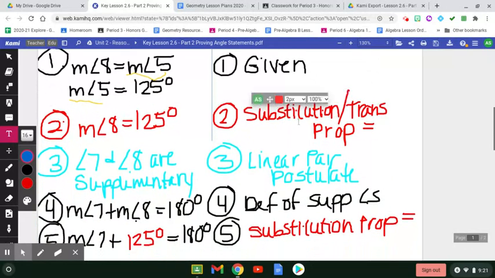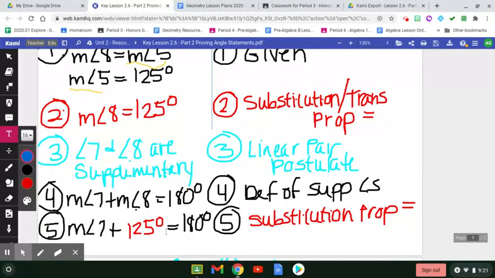All right, now the next thing I'm going to do is use some of this information. What I've got going on here in step 2, I'm going to substitute in what I know here from step 2, and I'm going to underline that.